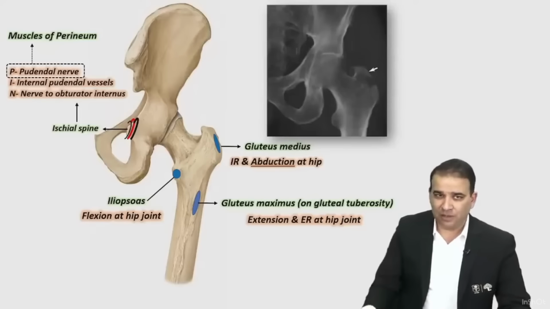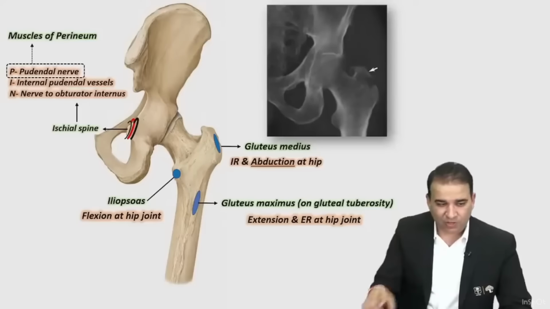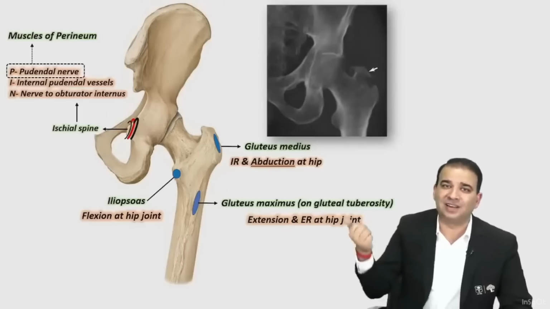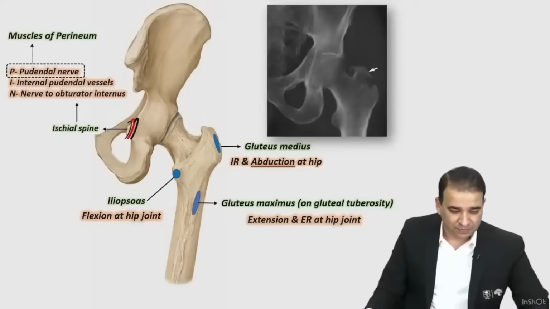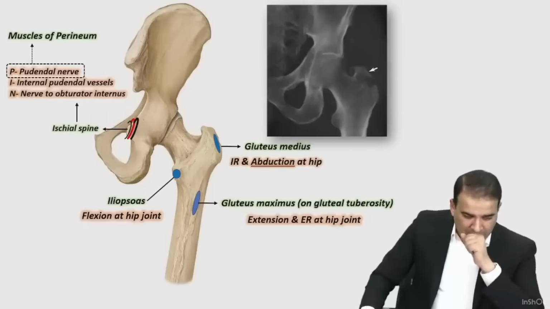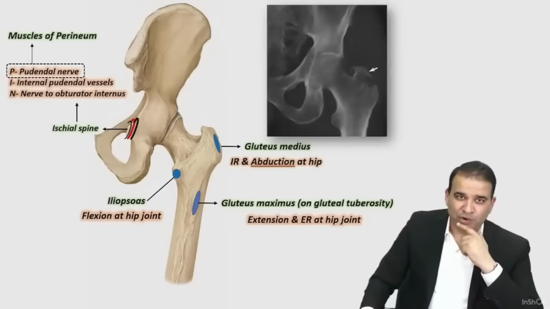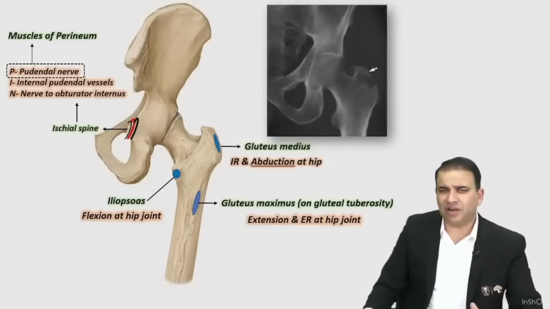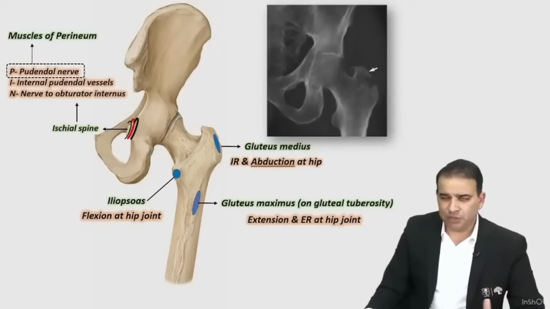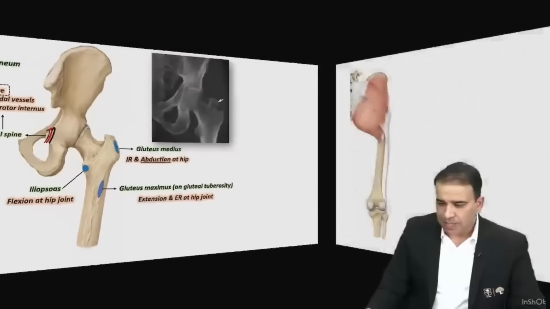So those are the three important structures which are running on the ischial spine. In fact, the pudendal nerve block is done against the ischial spine only. Nerve to obturator internus is also there. Obturator internus is a muscle of the ischiorectal fossa or perineum, and it's a muscle of the gluteal region also. Now guys, look at this.